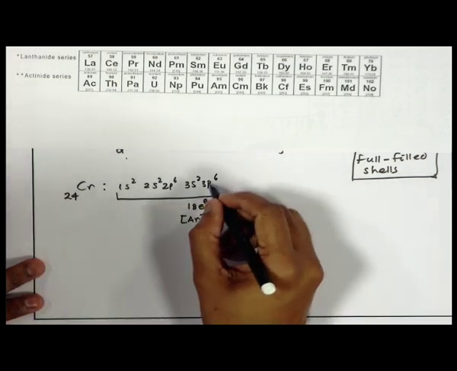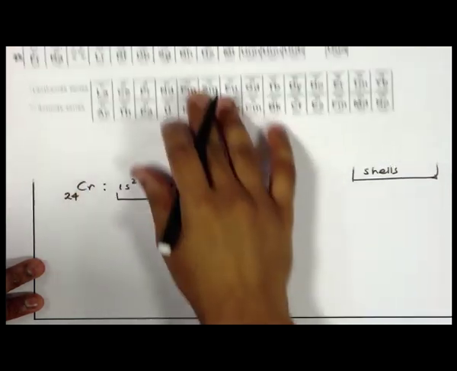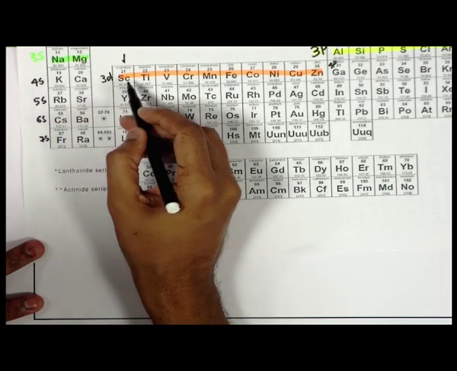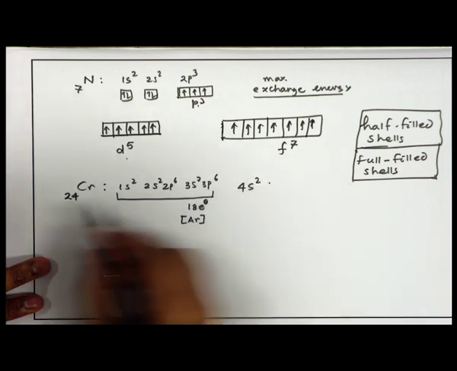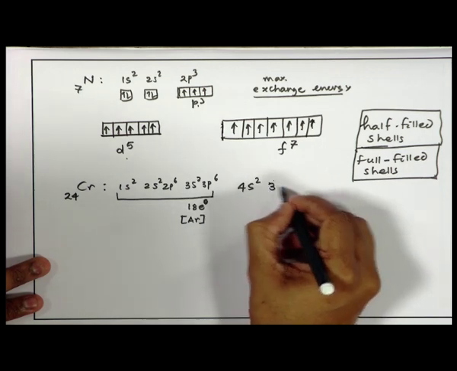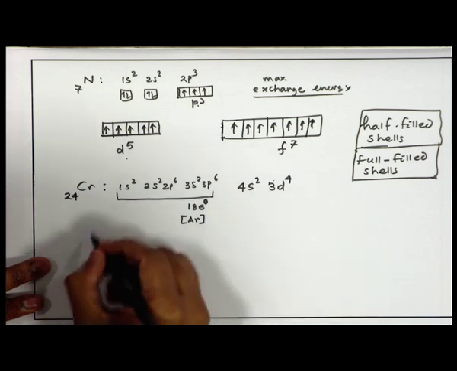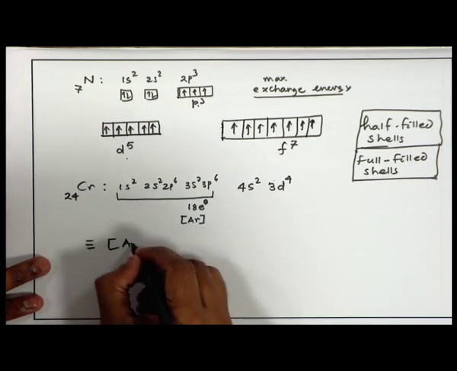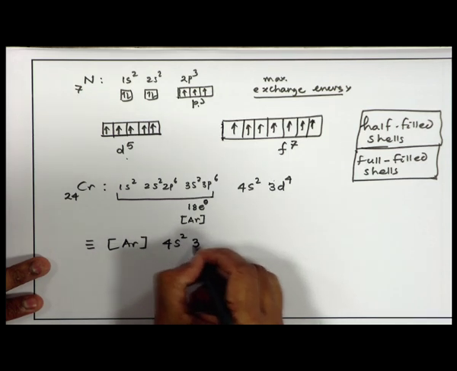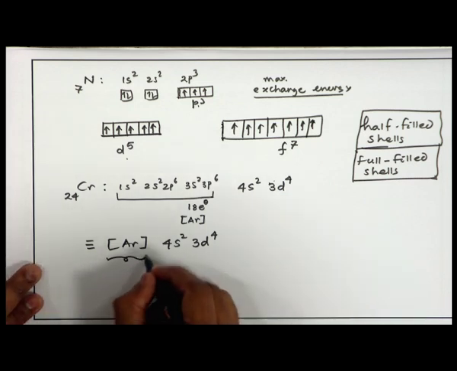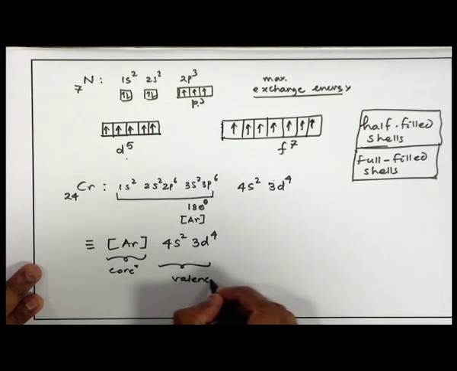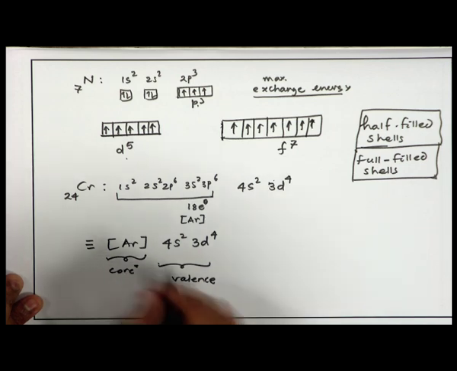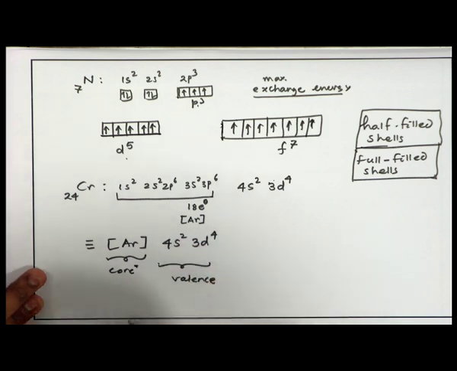After 3p, I will have to fill the 4s electrons, and then comes 3d electrons. So, I have 4s2, and by 4s2 I am done with 20 electrons, and I am left with 4 electrons. So, I can equivalently write this in a simple way as argon 4s2 3d4. Argon represents the core electrons, and these are called valence electrons. The valence electrons are useful for doing chemical reactions, they have the reactivity. The core electrons are more or less inert. So, this is the configuration that I am getting.